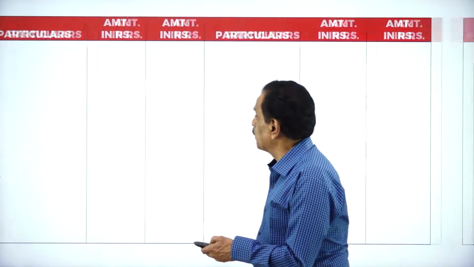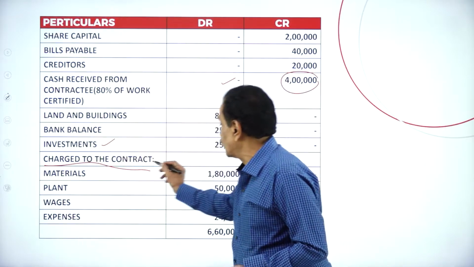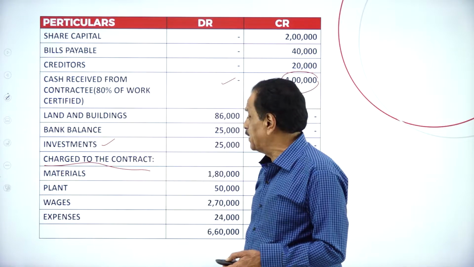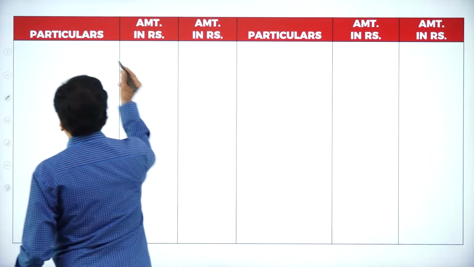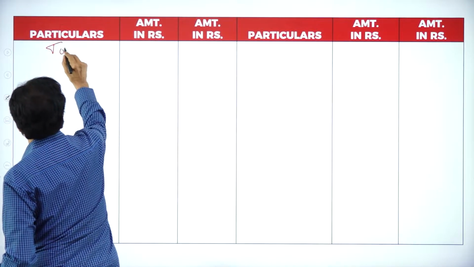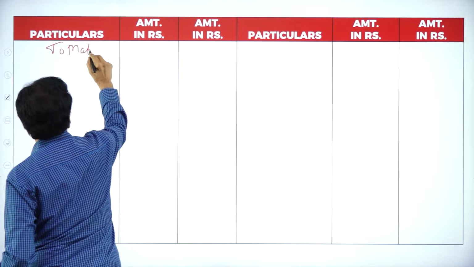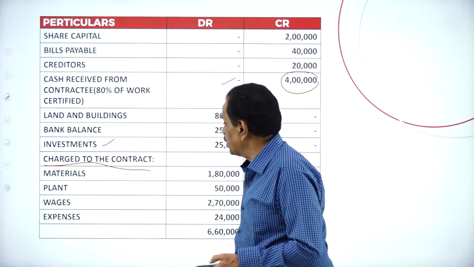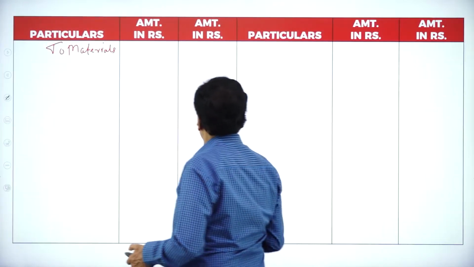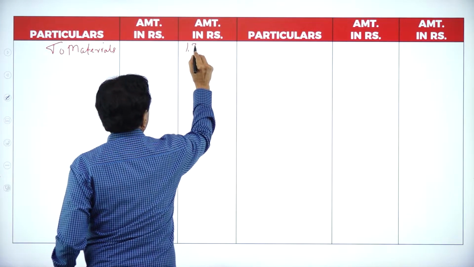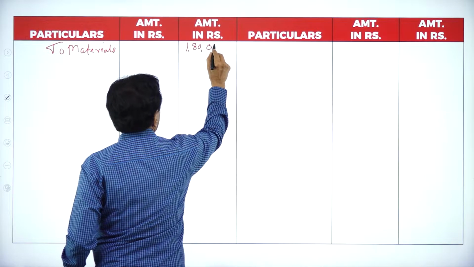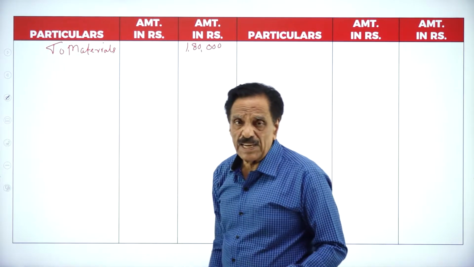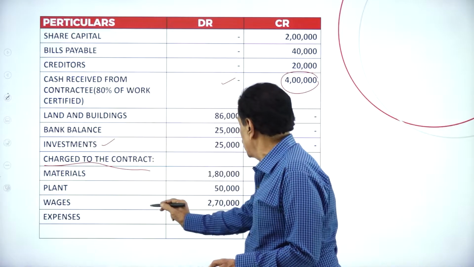So we'll go to the problem now. These are all the charges to the contract. What is the first one? Materials, to materials. What's the value of the material? 1,80,000. Materials, 1,80,000.